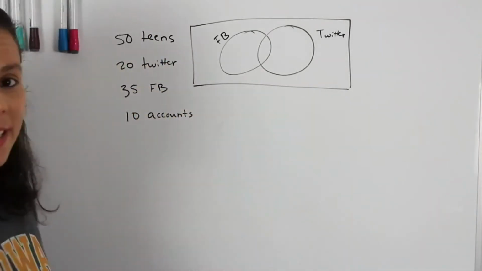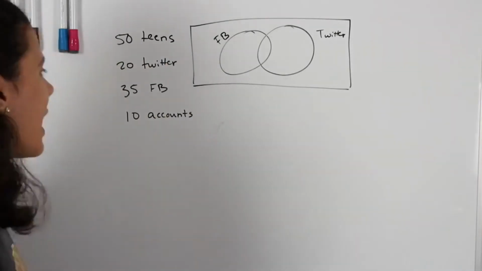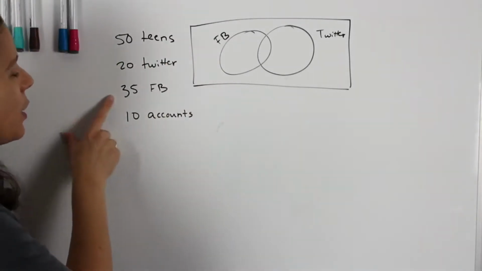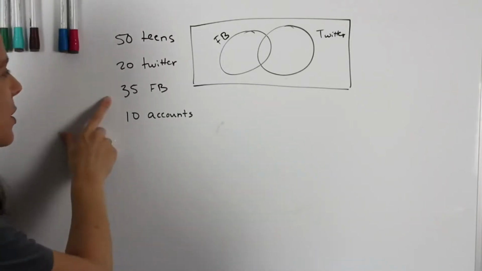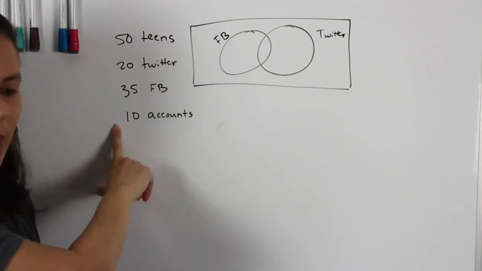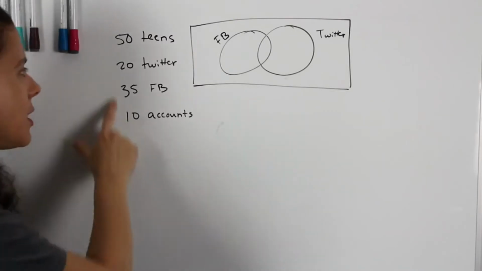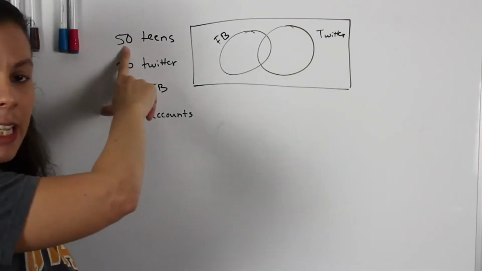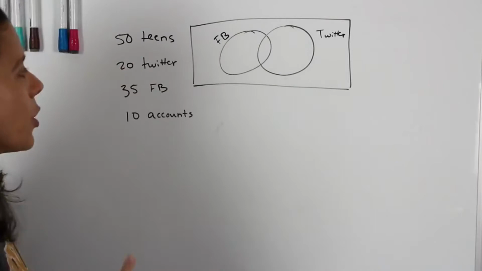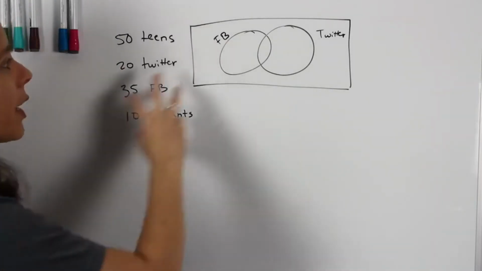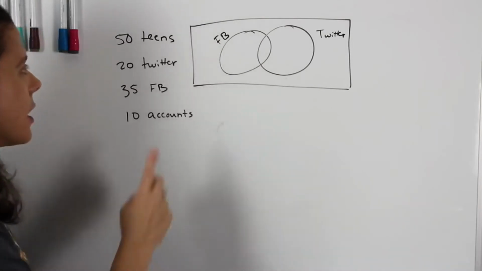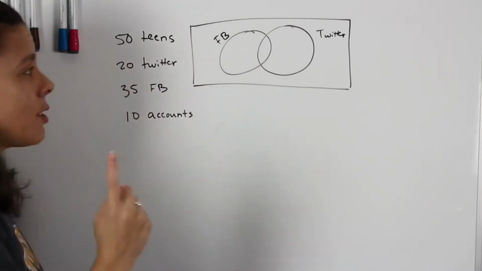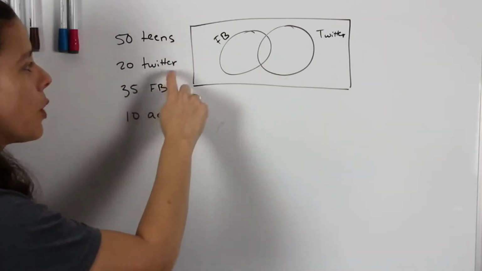Now, the problem is, if we look at the numbers right off the bat, we realize that 20 plus 35 plus 10 is more than 50, right? Like 20 plus 35, that's 55. We're talking about 65. How in the world do we have 65 kids, but we only have 50, right? So we're gonna have to figure out where do we place them in here, because it turns out that obviously it has to mean that some people have both a Twitter and a Facebook account, all right?